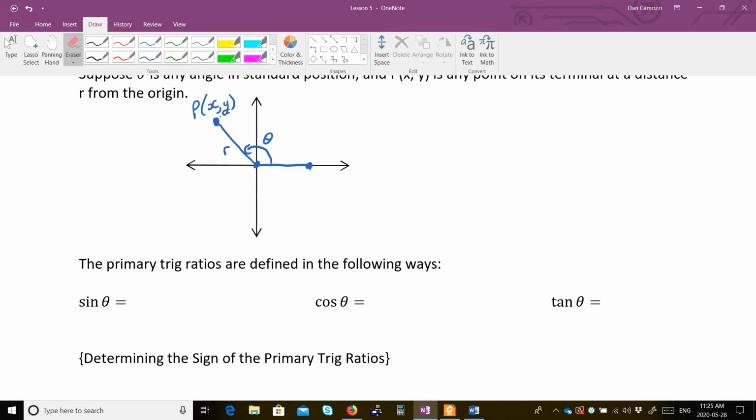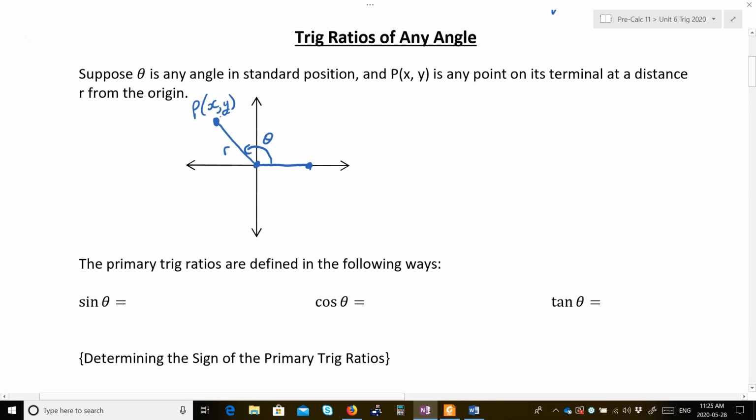Okay, and so the primary trig ratios are defined in the following ways. Sine of that angle would be y over r. Cos of this obtuse angle is x over r. And tan is y over x. Okay, and so these are kind of the real definitions of the primary trig ratios.